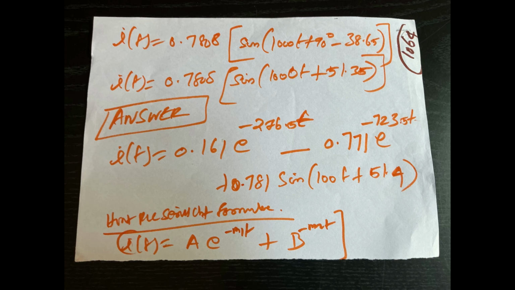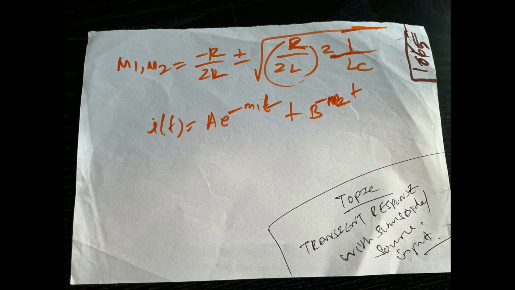Then i(t) is A e power minus m1 t plus B e power minus m2 t. That is the transient response analysis equation. We obtain the m1 value as minus 276.5, the m2 value as minus 103.5, the A value as 0.161 and the B value as minus 0.771.